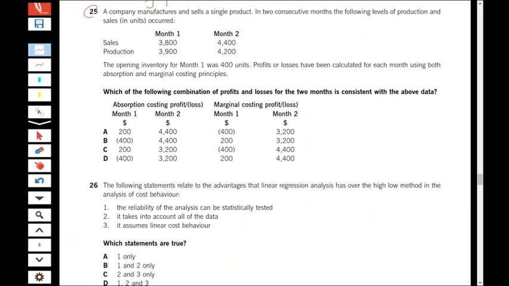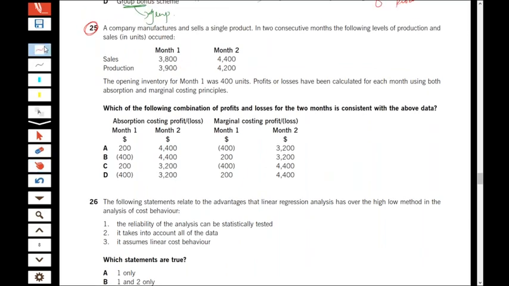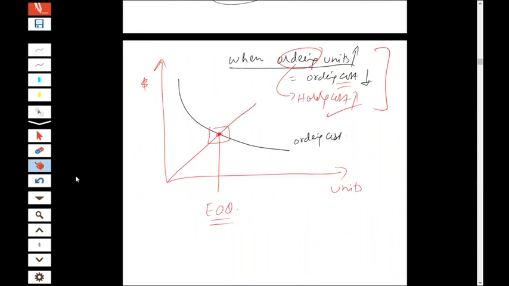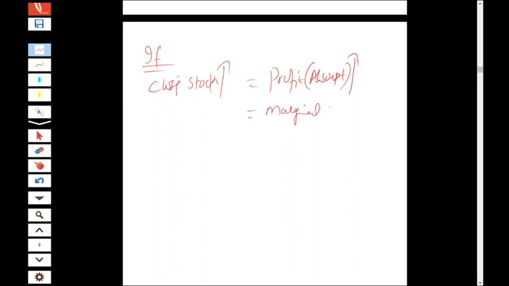Number 25. Remember one thing. If closing stock increases, profit from absorption increases and marginal profit decreases. Remember this thing: if closing stock increases, then absorption profit increases and marginal profit decreases.